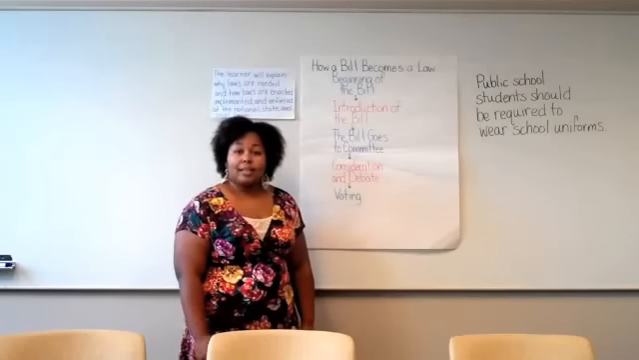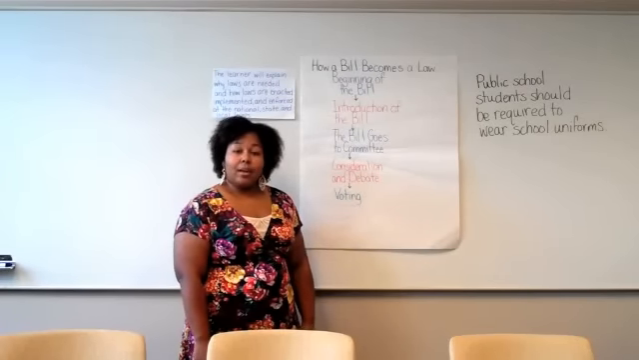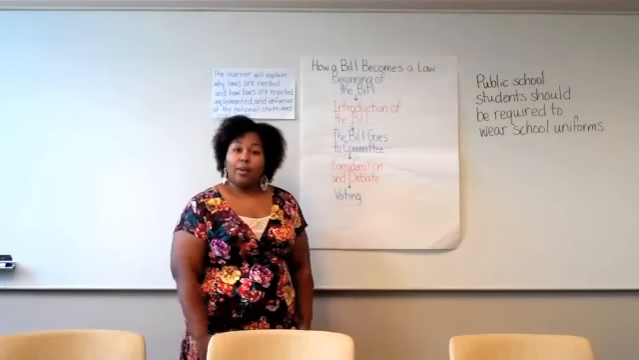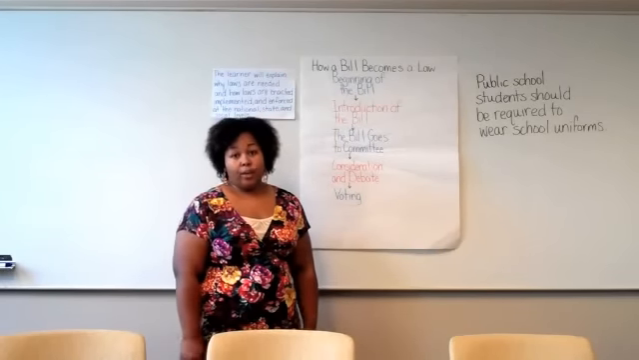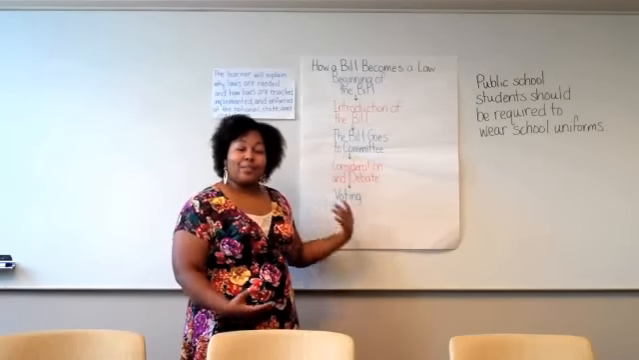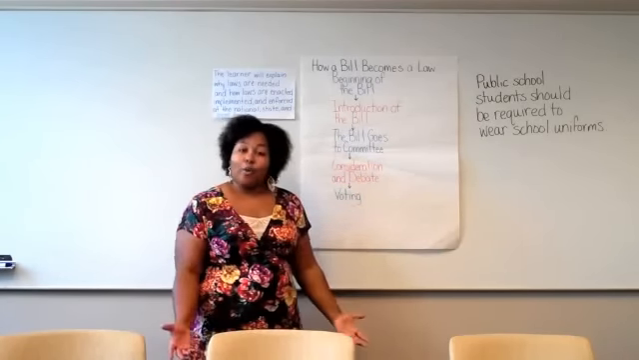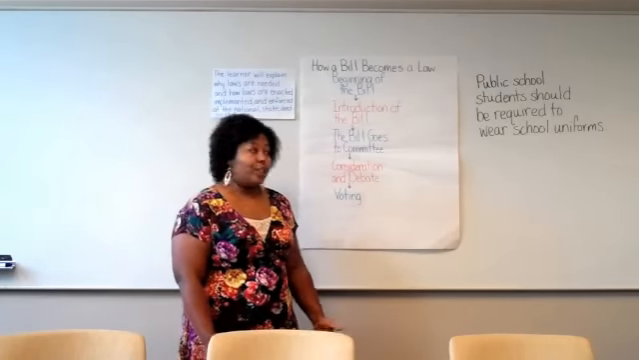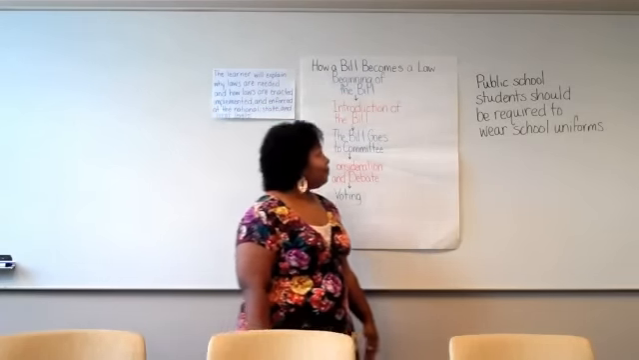Once the clerk has assigned a number to the bill, then it is given to the committee, and the committee gets to discuss the bill. They can make changes to the bill, or it can actually die within the committee and never hit the floor at all. So we're going to talk about a bill that has been introduced, and you all are going to represent the committee, and I'm going to tell you what the bill is.